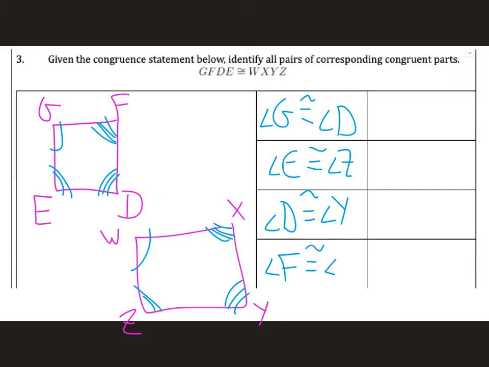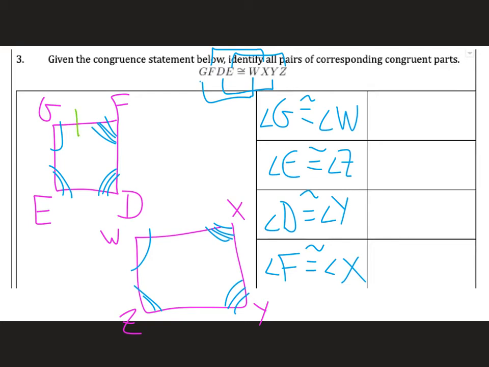I know my picture looks kind of like a square, but it doesn't have to be. If you look at the letters, I put G and D, I meant G and W, silly pants. It's a good thing I double checked. G and W. So I see G and W. I see F and X. I see D and Y, and I see E and Z. So those match up. Now let's look at the sides.